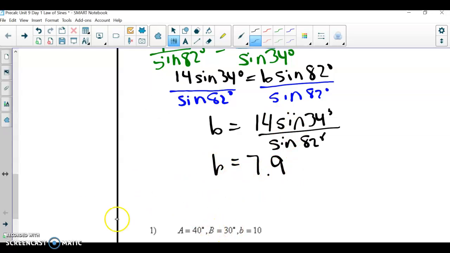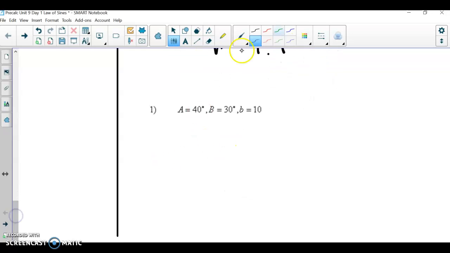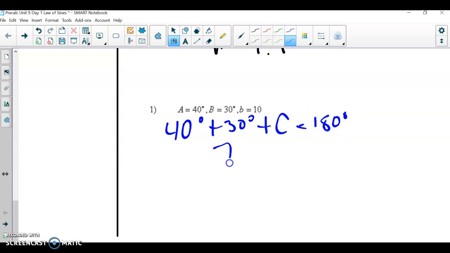In this example right here, I'm going to show you how to just do one of the measurements, and then you could do the other one. If you notice, I have angle A, I have angle B. Okay, so what is missing? 40 plus 30 plus, I don't have what big C is, but I know that the sum must equal 180. 40 and 30 is 70. Again, I subtract 70, so C is equal to 110 degrees. Okay, so now I'm able to find little a and little c.